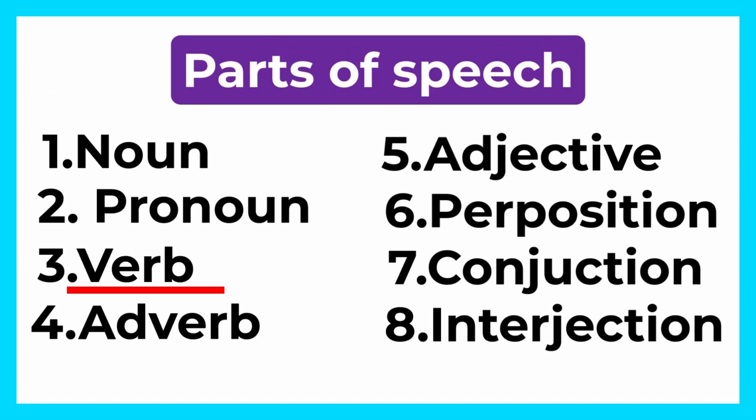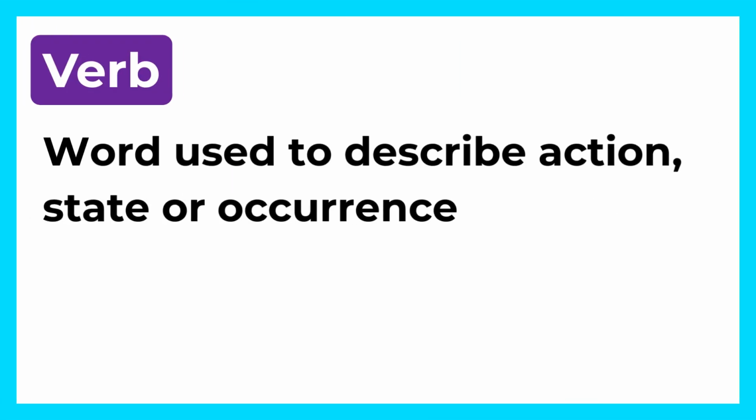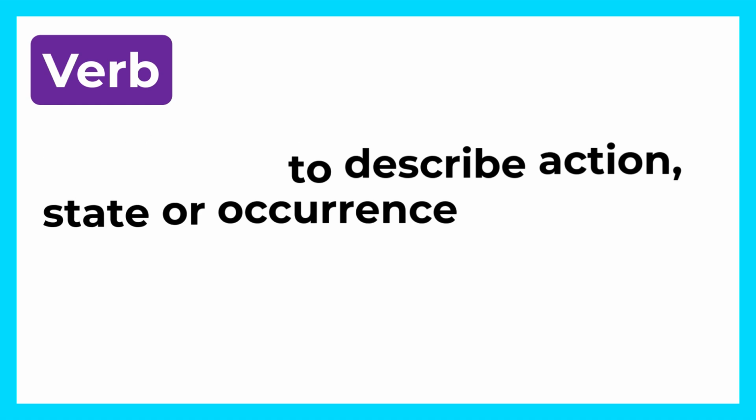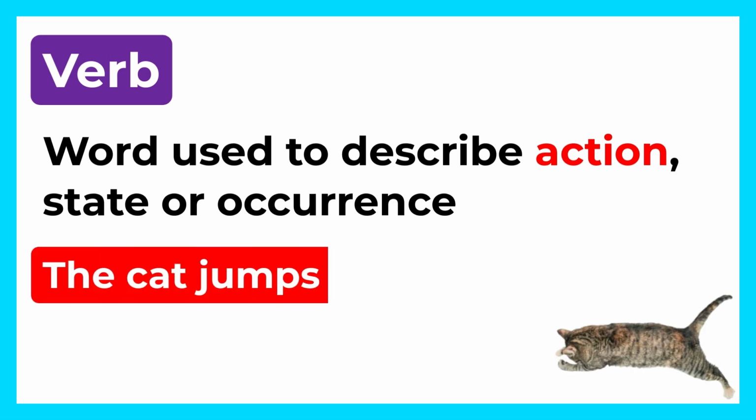In this video, we will also learn about verbs. A verb is a word that is used to describe an action, state, or occurrence. When describing an action, we can think of it as a doing verb.